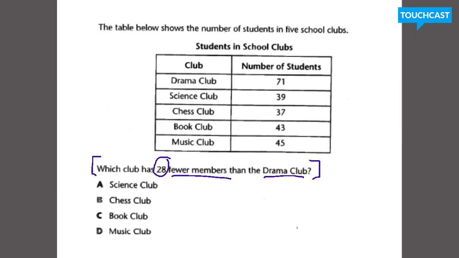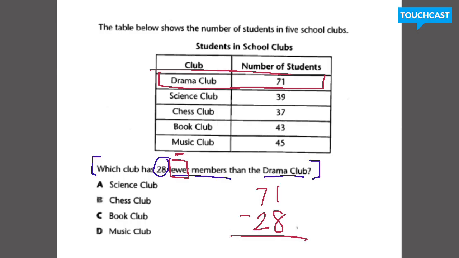Alright, we are back. So the first thing I want to identify is how many students are even in the drama club. Okay, so I'm going to highlight this box right here. Drama club equals 71 students. So the easiest thing I can do is I need to figure out what has 28 fewer. Fewer, I know, means to subtract, means minus. So 71 minus 28. What's 1 minus 8? Oh, we can't do that.